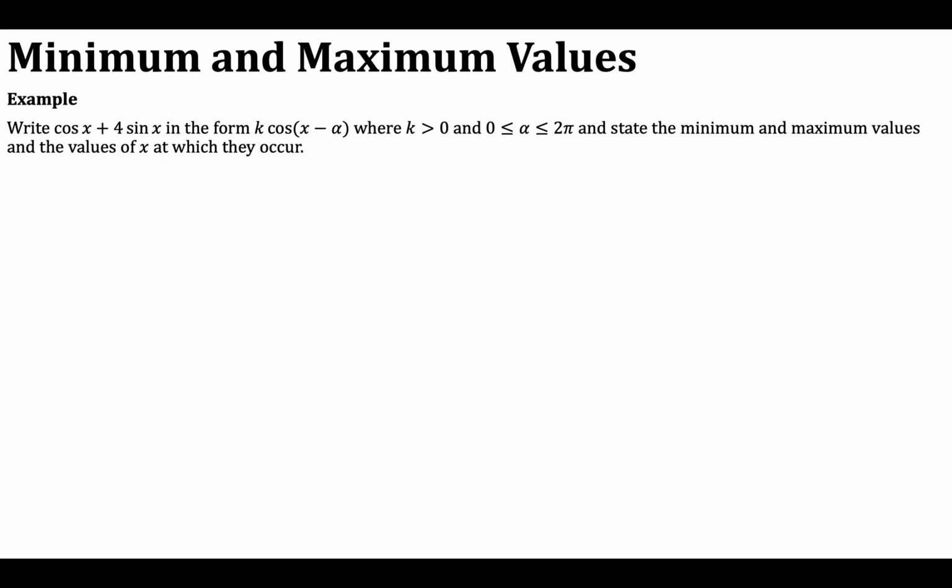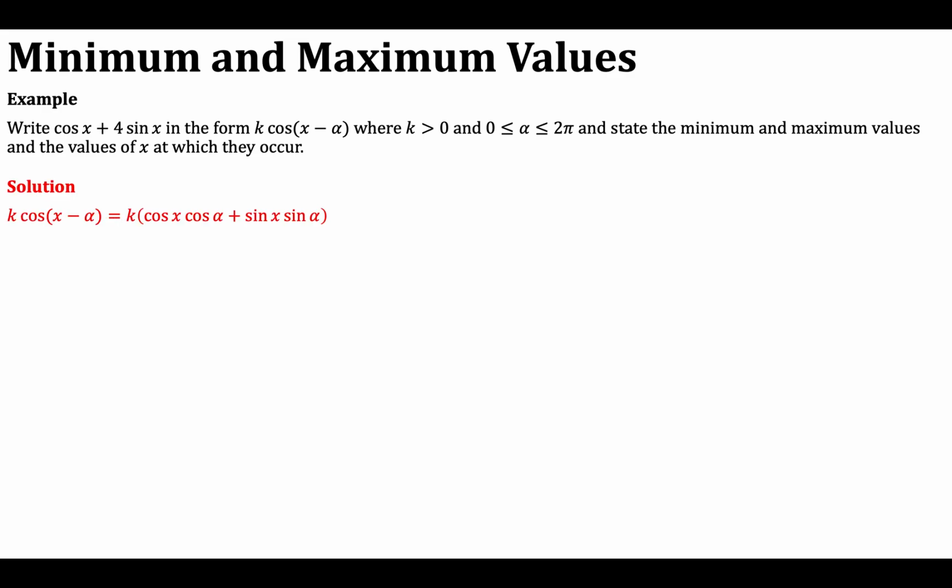So let's have a look at an example. We want to write cos x plus 4 sin x in the form k cos of x minus alpha, where k is greater than 0 and alpha lies between 0 and 2 pi, and we want to state the minimum and maximum values and the values of x at which they occur.